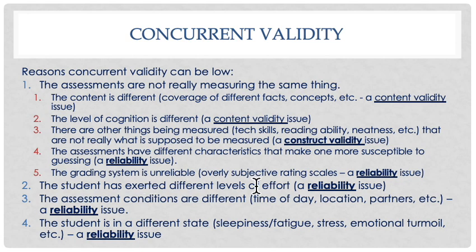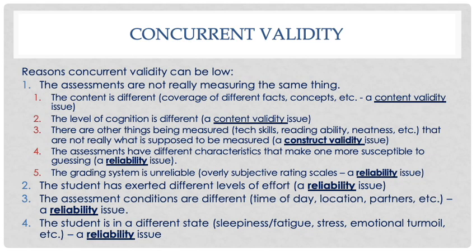Students have exerted different levels of effort on the different assessments. They try hard on homework or on the test, but not on the other thing. That's a stability reliability issue. We'll get to that again. The assessment conditions are different, days' time, another stability issue, or the student is in a different state. They're tired, grumpy, stressed out, hungry, just got into a fight, or laser dialed in, focused, or they didn't take their medication. All reasons why you might get different results.